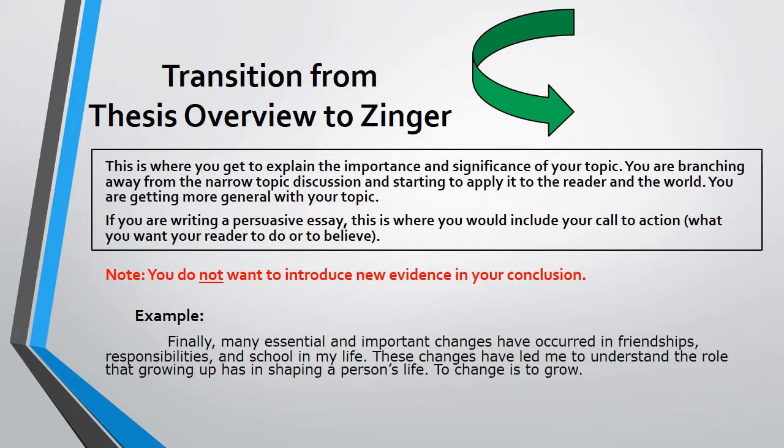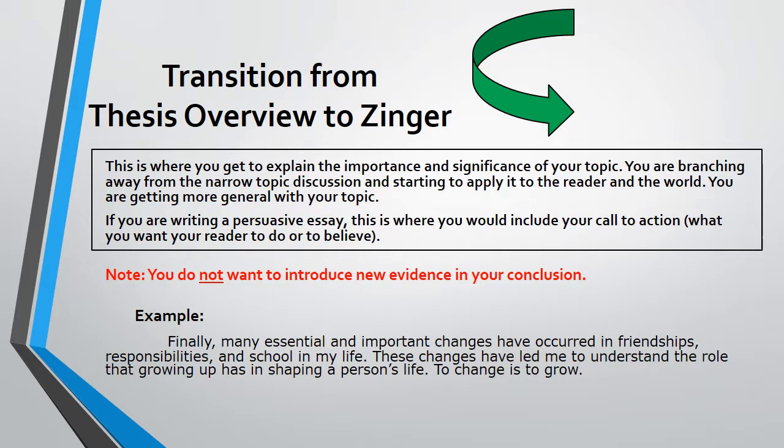In your transition from thesis overview to zinger, you explain the importance and significance of your topic. If you are writing a persuasive essay, this would be where you would include a call to action, what you're wanting your reader to believe or do related to your topic.